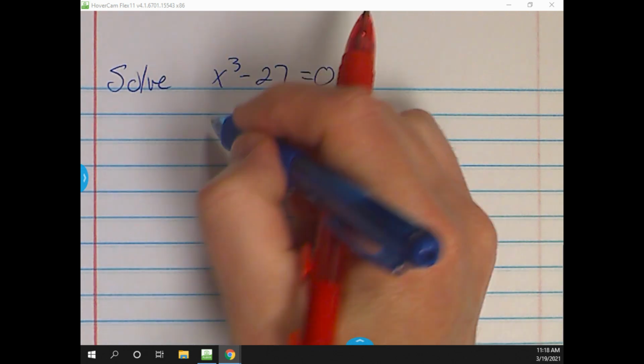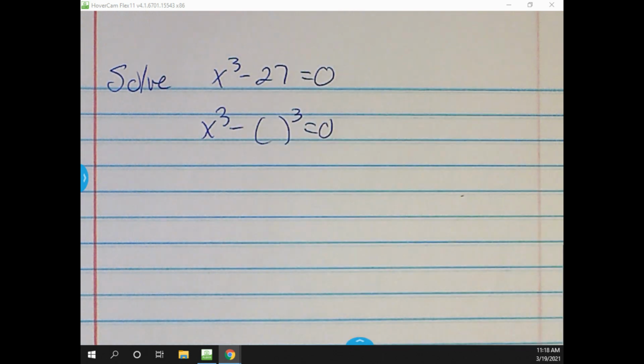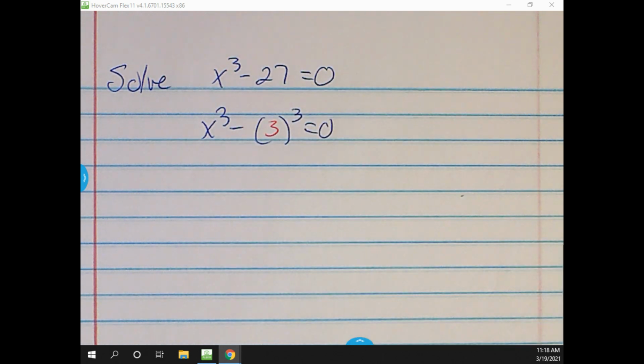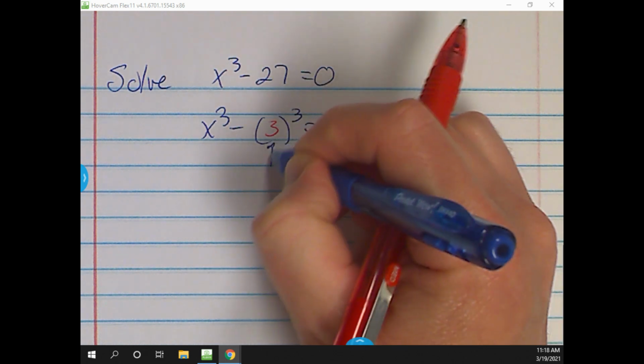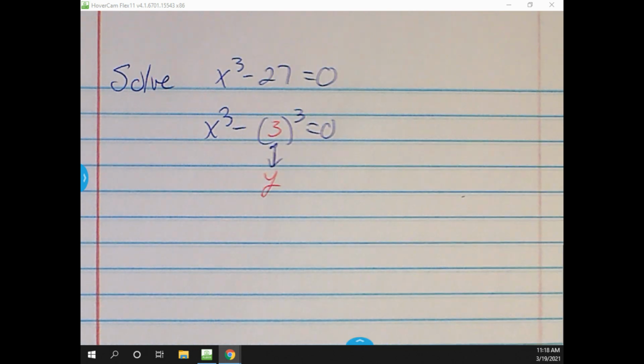First thing is, we got to figure out what number we're using here. And with 27, that'd be 3. 3 times 3 is 9. 9 times 3 gets you 27. So instead of y that we had in the formula, now we're going to use a 3.